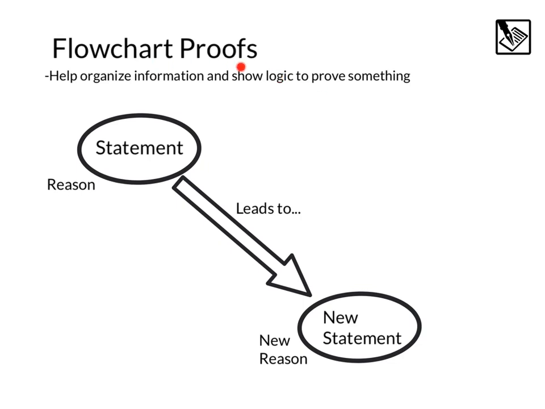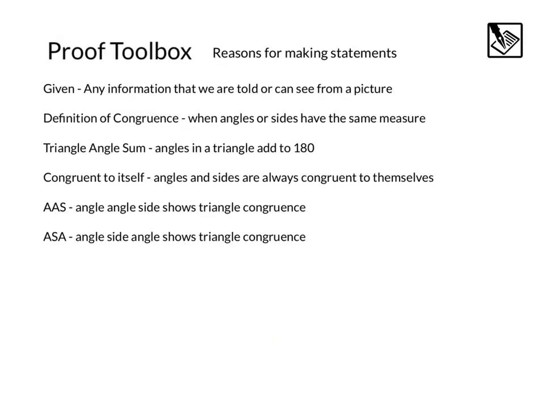So these flowchart proofs we're going to be doing involve these ovals or circles, and inside you're going to make a statement. On the outside of that, you're just going to give a brief reason why we know this statement is true. Based on this statement, we can lead to another statement, and these arrows are going to show that this statement helps us logically move to the next statement. So this would be a new statement, and then we always want to provide a reason showing why we made that statement.